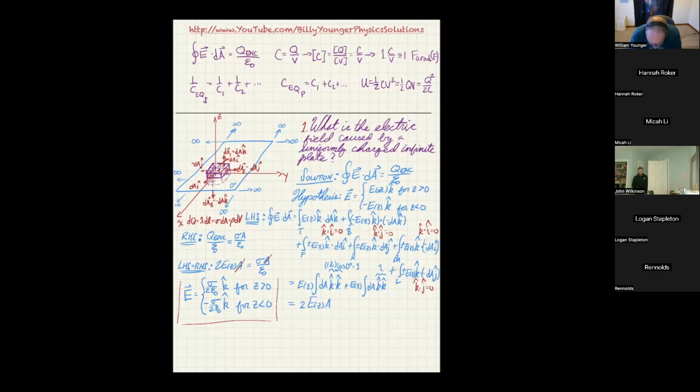Notice that when you treat the plane as infinitely large, the electric field does not decrease the farther you get away from it. It's a constant no matter, quote unquote, how far you are away.